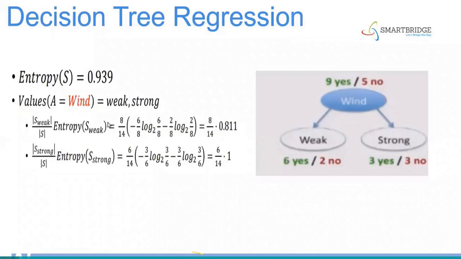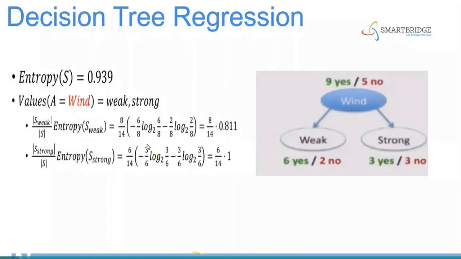So what is the entropy of weak? Total number is 8: 6 plus 2, 8. So 6 yeses divided by 8 log 2 of 6 divided by 8. Now 2 no's divided by 8 log 2 of 2 divided by 8. This is the entropy of weak. I'll tell you what this 8 by 14 is within a few minutes.